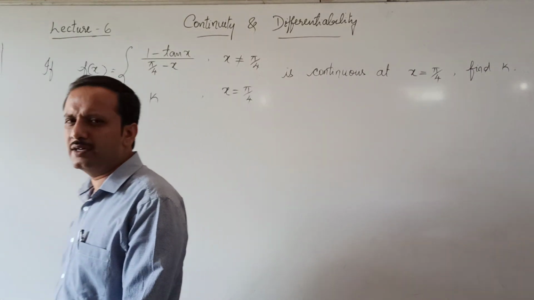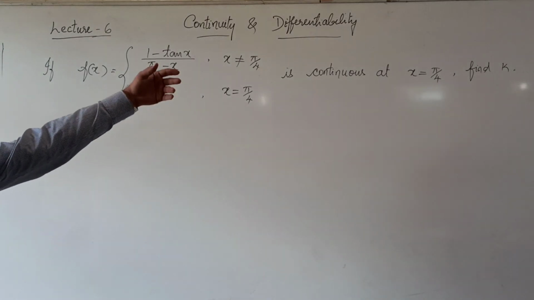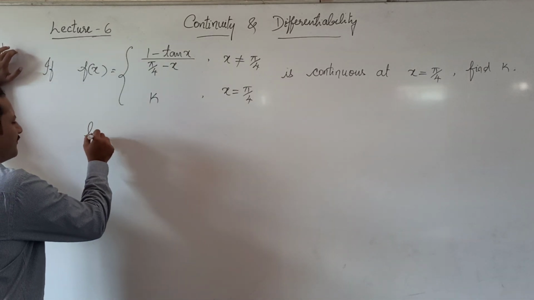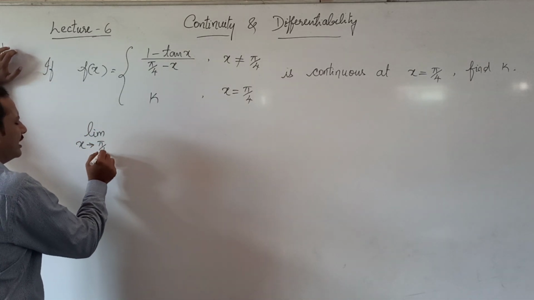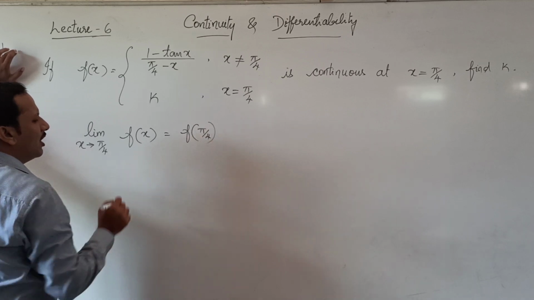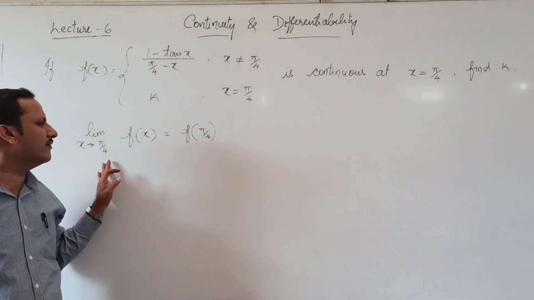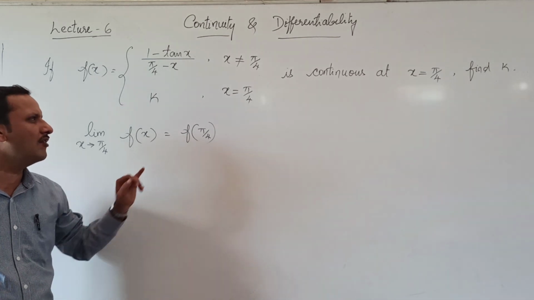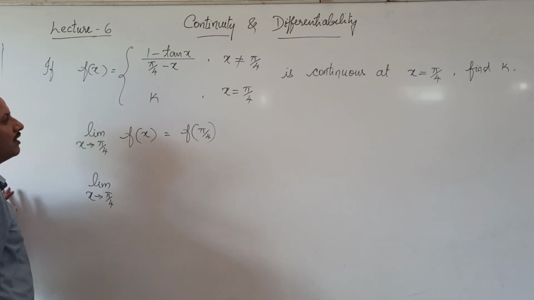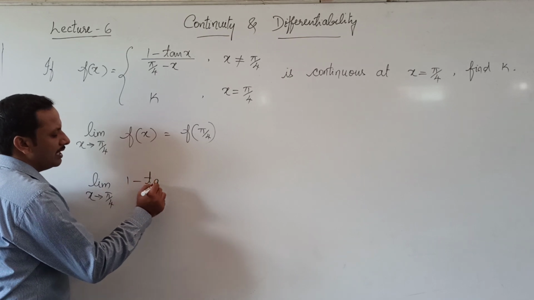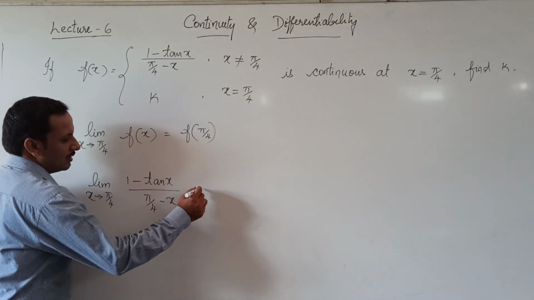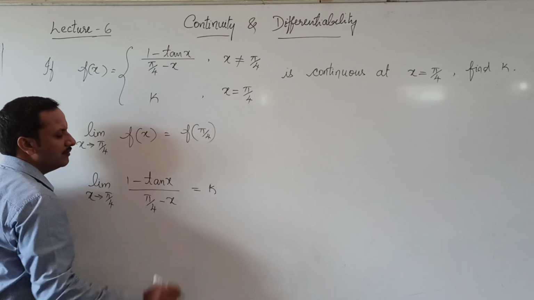Right. Very similar to the previous question. If f of x is continuous at x equal to pi by 4, then what is the value of k? That's the question. So, since f is continuous at x equal to pi by 4, I can write limit x tends to pi by 4 f of x is equal to f of pi by 4. So then limit x tends to pi by 4 f of x, what is f of x? 1 minus tan x divided by pi by 4 minus x. This is equal to f of pi by 4, which is k.